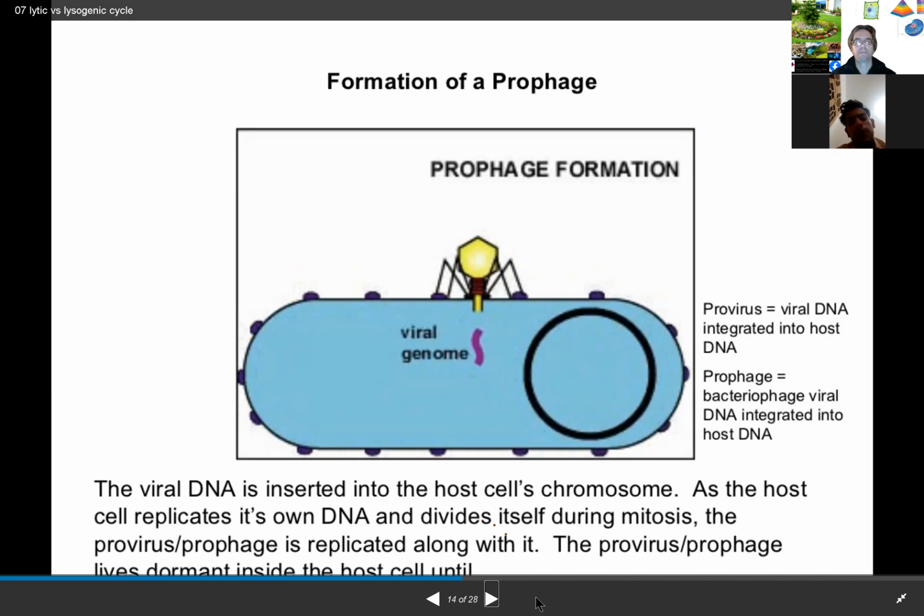In such a condition, some part of the viral DNA will be incorporated into the DNA of the bacteria, and when the bacteria divide into two daughter bacteria, some part of the virus will also move along with the bacterial DNA into the daughter bacteria. So in such a condition, the bacteria will not die, and this type of relationship is known as the guest and host relationship. So this is the lysogenic life cycle.